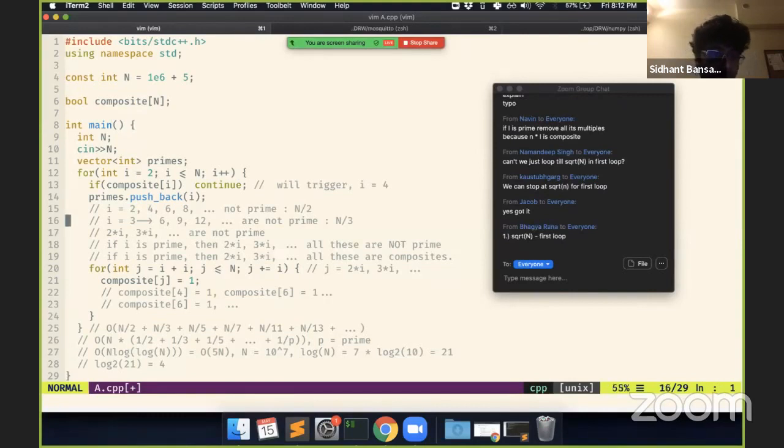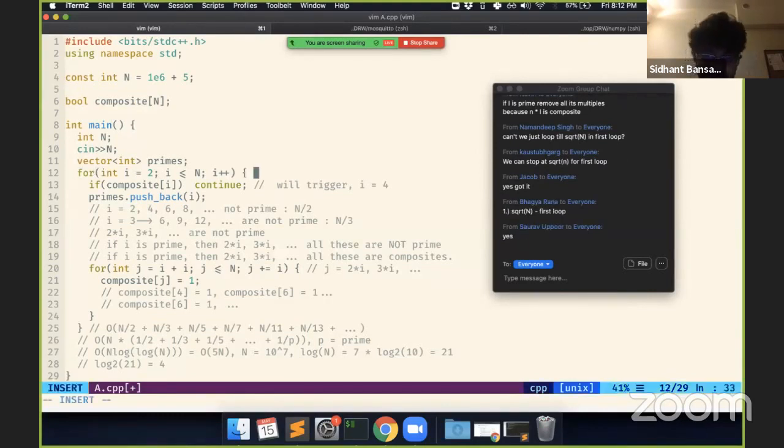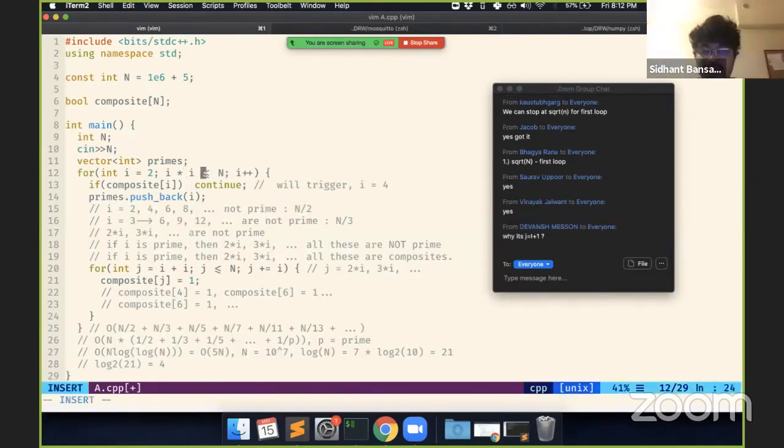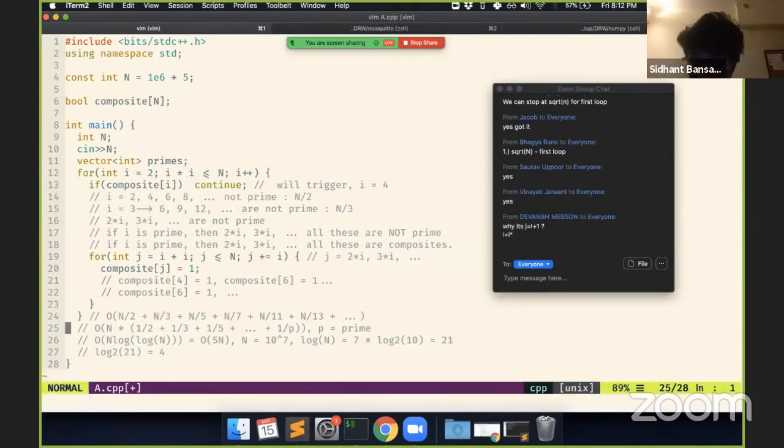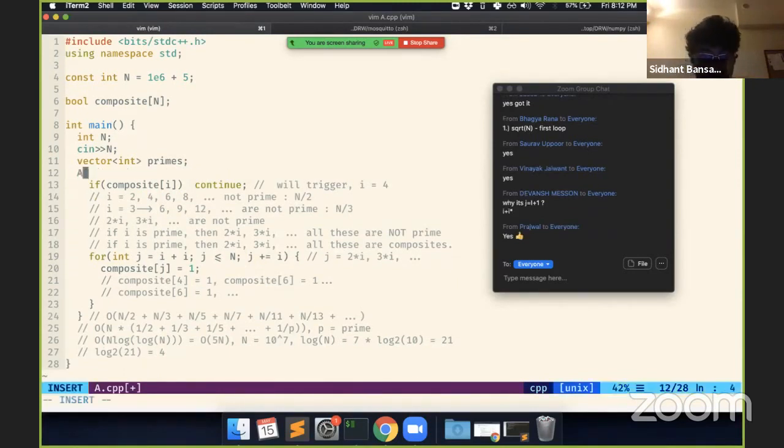Okay, Bhagya is saying square root in the first loop. Yeah, you're correct, Bhagya, but it honestly doesn't matter much. Some people do that, what you're saying. Even this works, if someone is curious to see. What Bhagya recommended, you can do this and it works, where i goes from 2 to square root n.